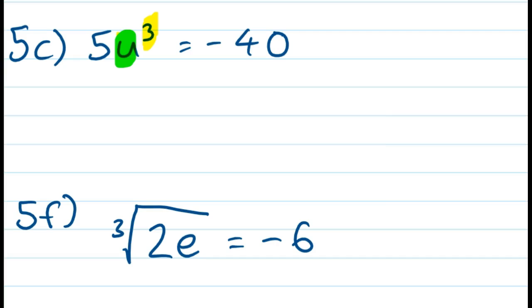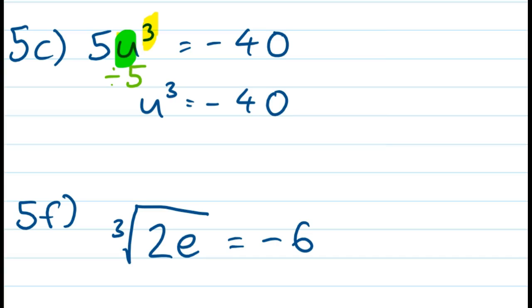Okay, and that's the order. U is cubed first because of order of operations, then it's times by 5. So I've got to undo that. I've got to work backwards. Okay, so I want to get rid of the 5, and to do that, I divide by 5. I do that to both sides, and I end up with u cubed equals minus 40.